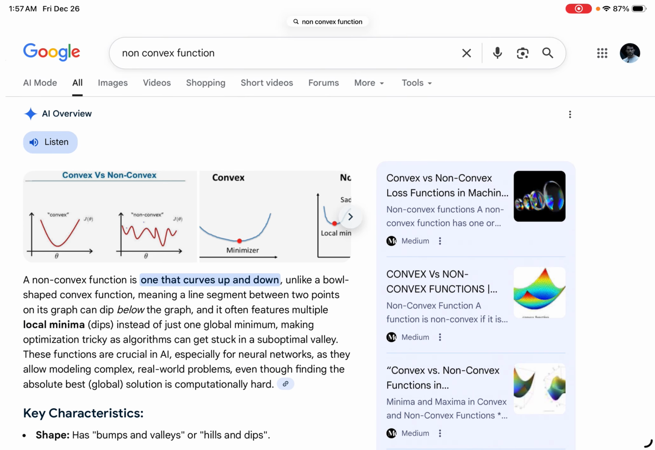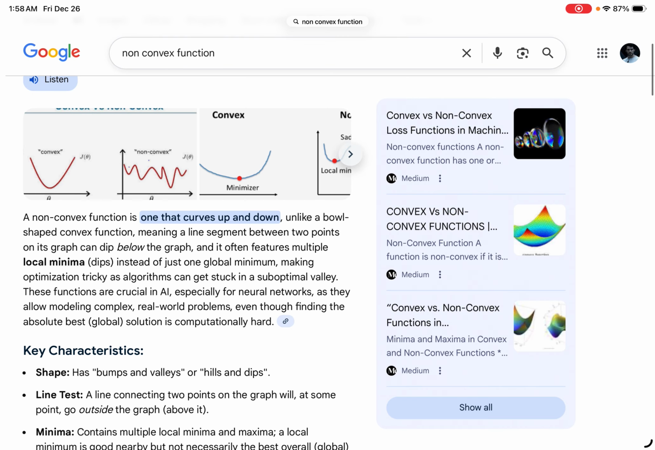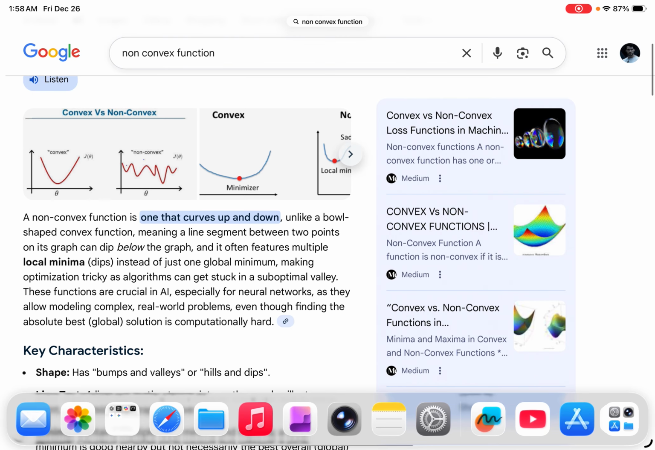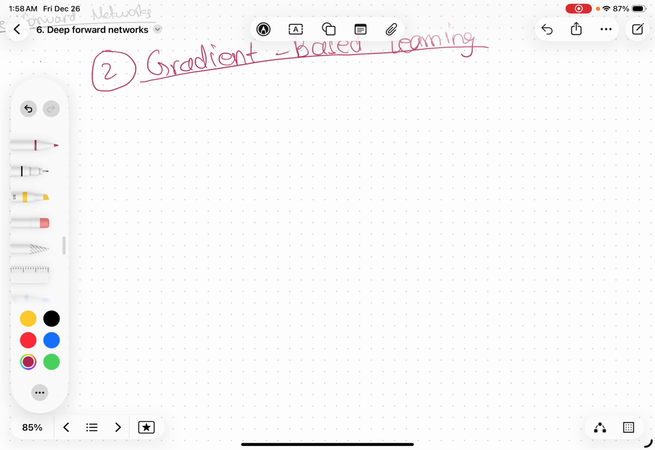So a non-convex function is the one that curves up and down, unlike a bowl-shaped convex function. Convex is just simple like this. So non-convex would be like that. So unlike nonlinear, here we may see non-convex functions. The specific algorithms are implementations and refinements of the ideas of gradient descent introduced in the earlier section.